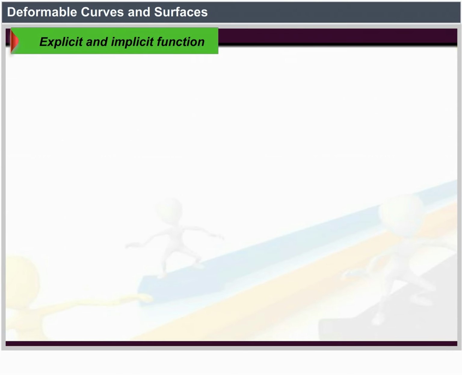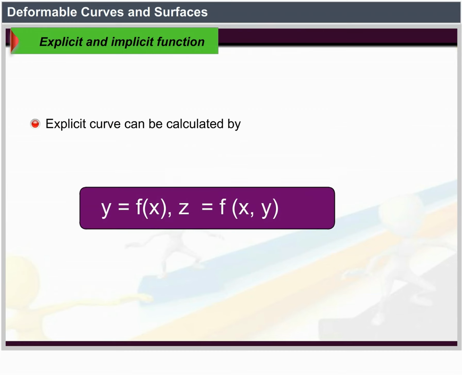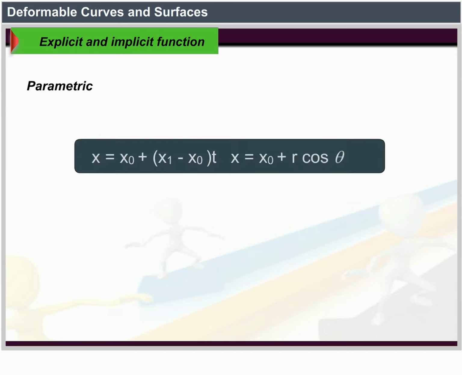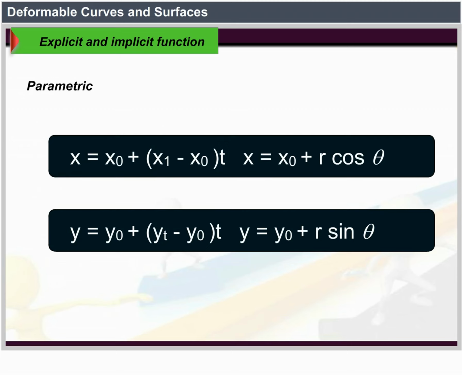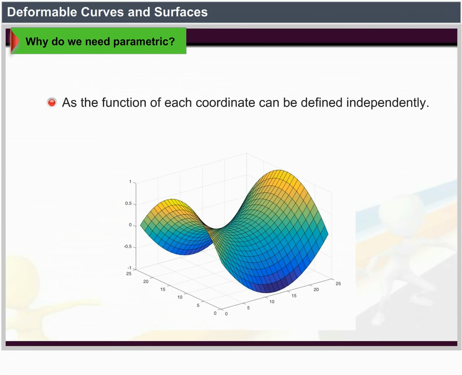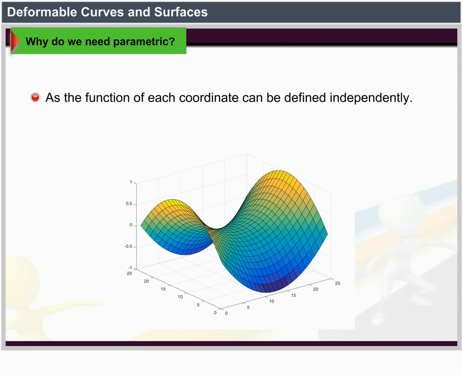Explicit and implicit function. Explicit curve can be calculated by y equals f of x, comma z equals f of x, comma y. Implicit curve can be calculated by f of x, comma y equals 0, f of x, comma y, comma z equals 0. The related parametric equations are shown on screen. Why parametric? It is simple and flexible. The function of each coordinate can be defined independently.